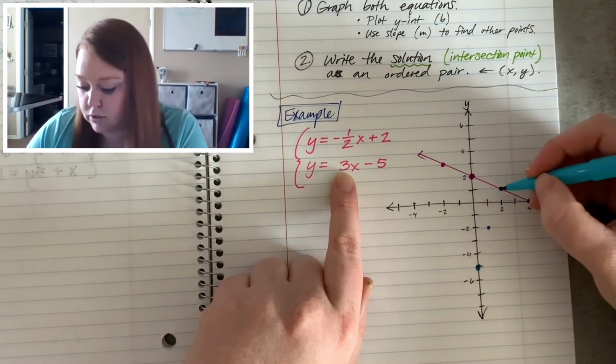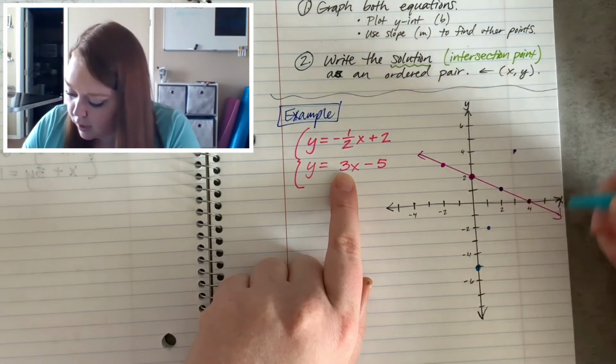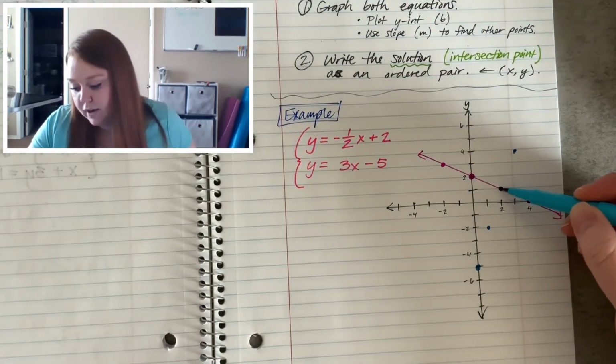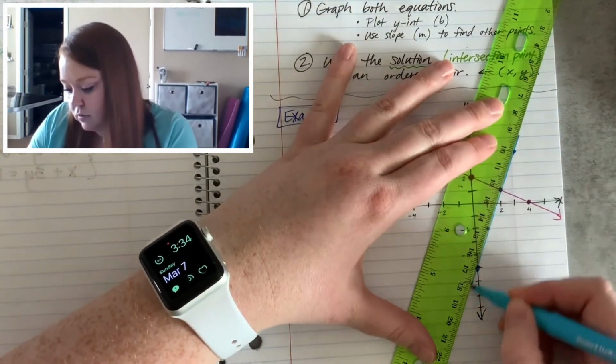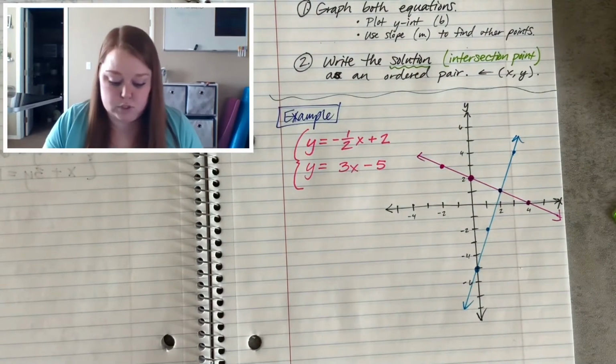Boom. That's the intersection point. You could also go down 3, left 1. I already found exactly where they intersect, so that is great. Finish up graphing that line now. It's always important to do.